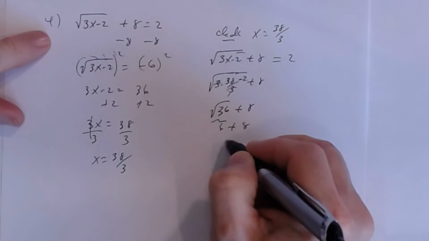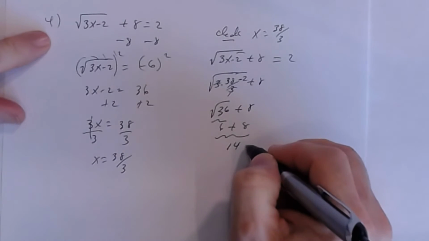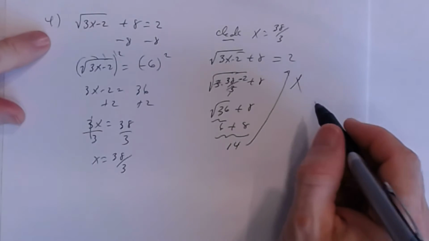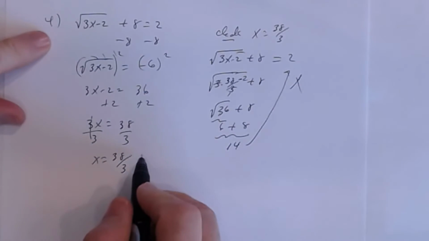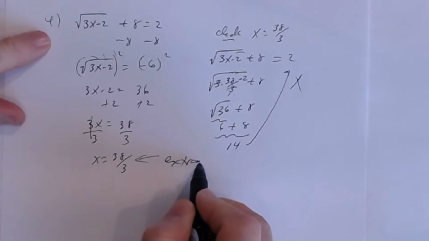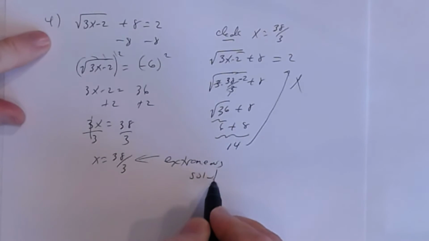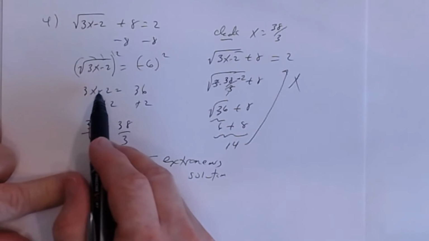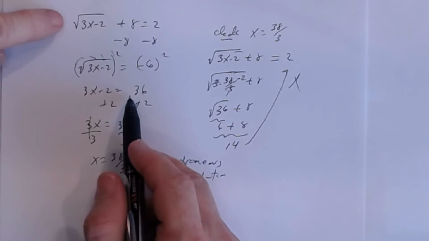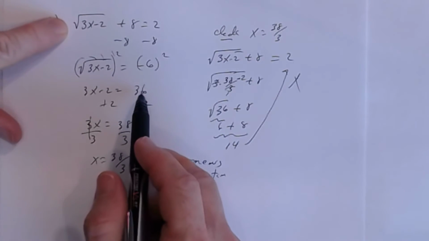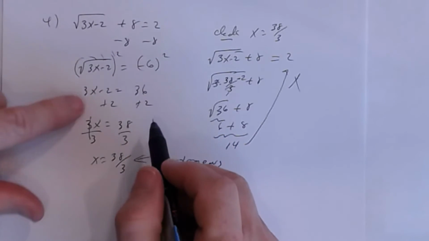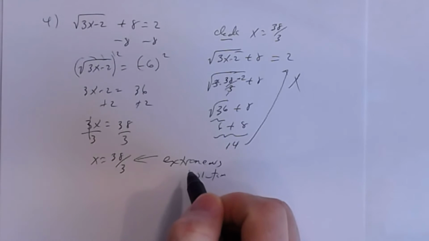Now notice 6 plus 8 is 14. 14 does not equal 2. So what that means is that this is an extraneous solution. That means 38 divided by 3 is a solution to this linear equation, but it's not a solution to the original. And you see that whenever you raise both sides of an equation to an even power, you sometimes introduce false solutions. So that's why you have to check.